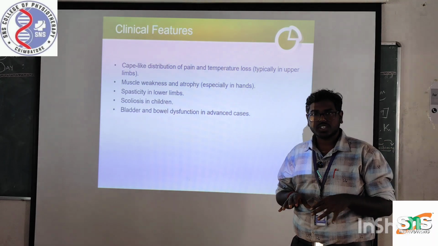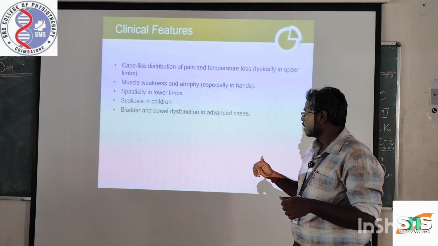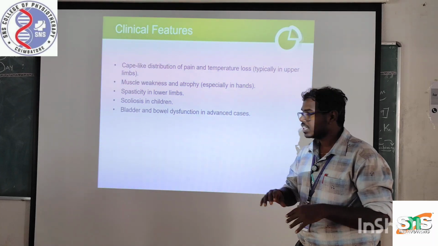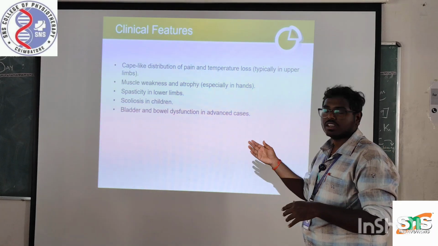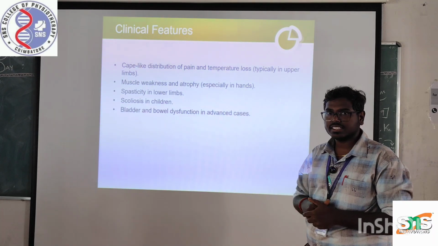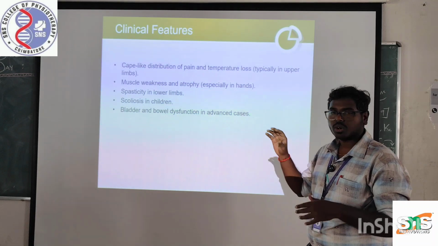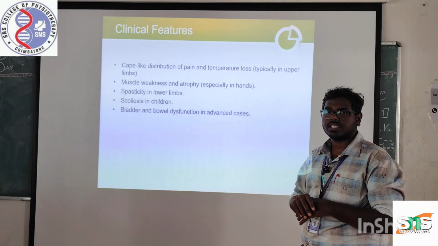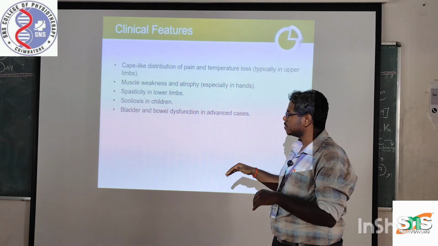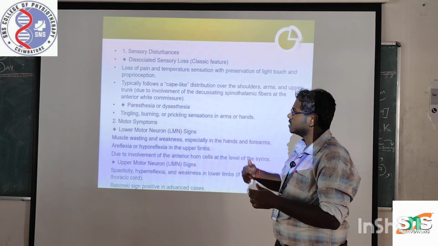General clinical features of syringomyelia are, first, cape-like distribution of pain and temperature loss. Next, muscle weakness and atrophy are also clinical features of syringomyelia. Third, spasticity in the lower limbs. Especially in children, scoliosis is one of the major clinical features in syringomyelia. And finally, it can lead to bowel and bladder dysfunction in advanced cases.